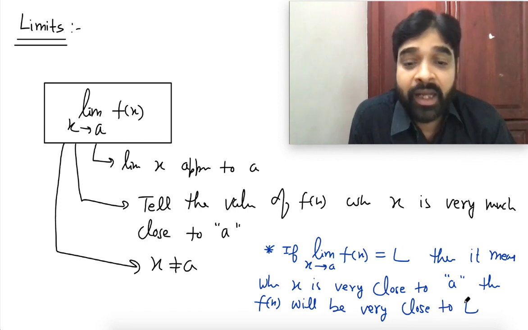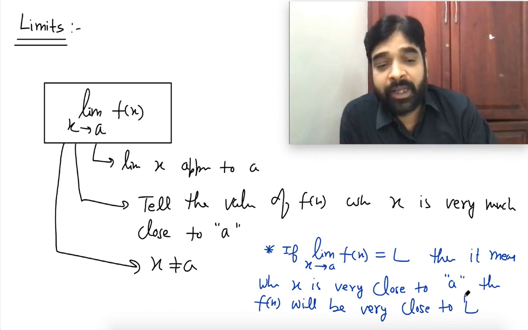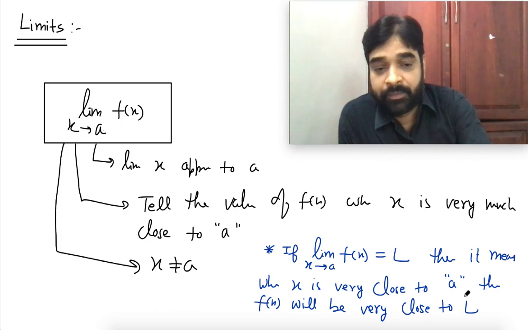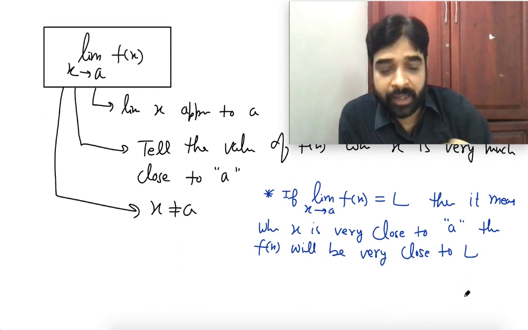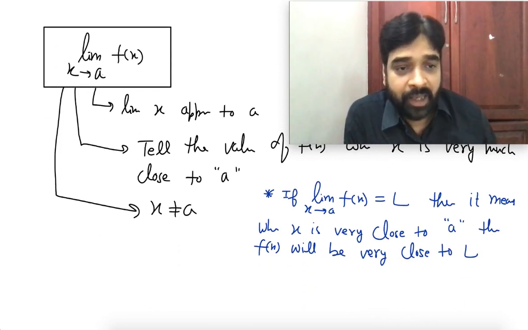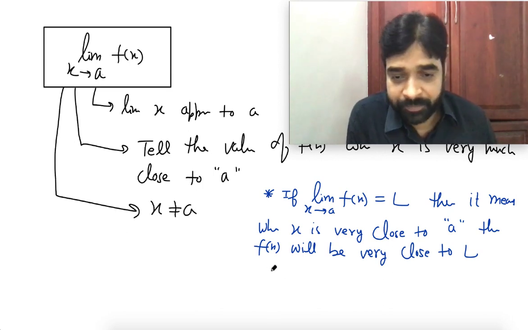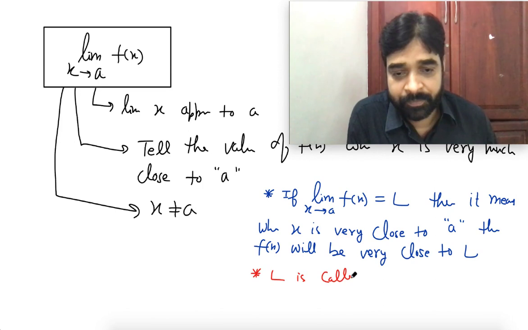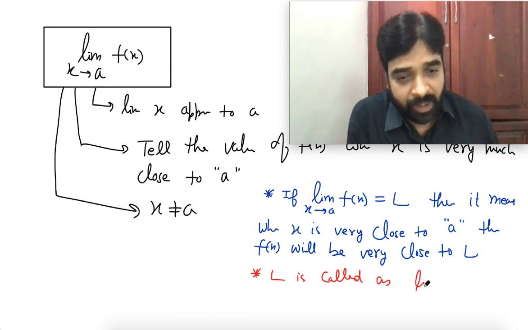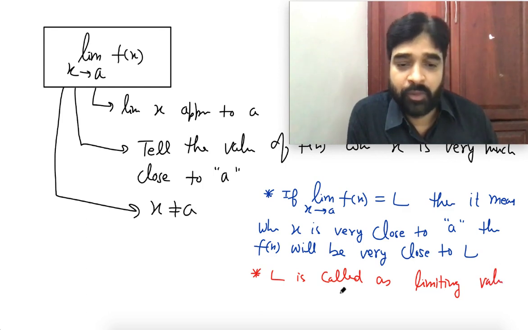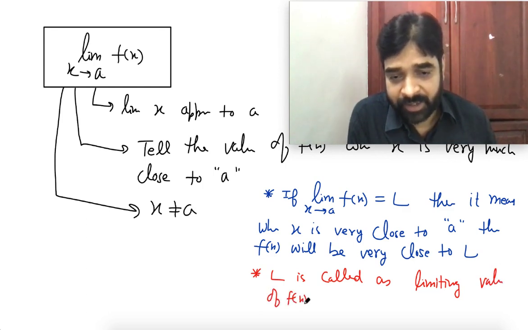This L is called the limiting value of the function. What is L called? L is called the limiting value of the function. Are you getting it? L is called the limiting value of f(x). That's all.